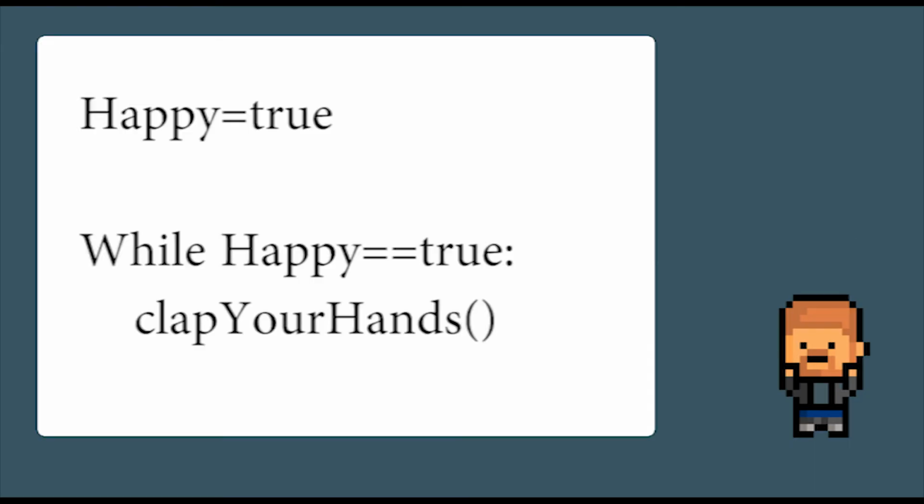Let's look at another type of loop, a condition-controlled loop. Happy equals true. While happy is equal to true, clap your hands. What will this do? Well, it will actually continually call the clap your hands procedure until happy becomes false. In this exact case, the code would loop forever, and that is fine if you want it to, but with a bit more code, you could break the loop.